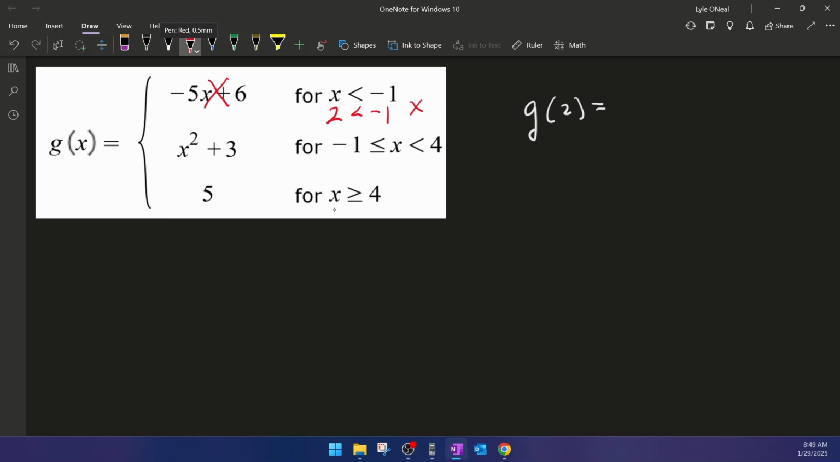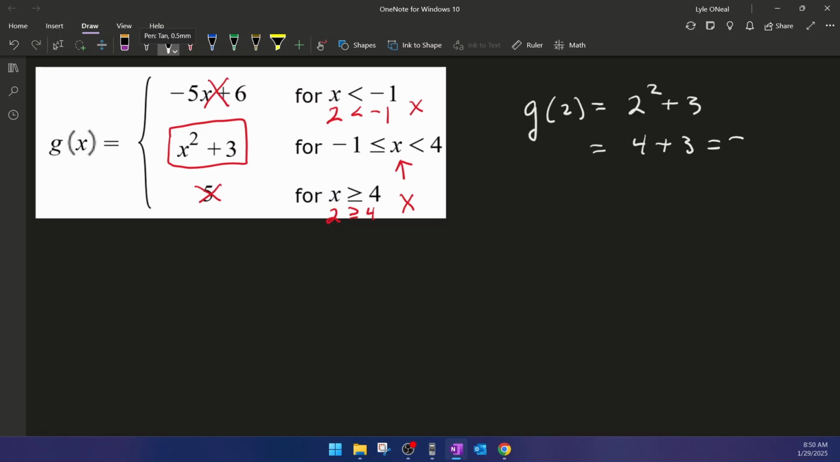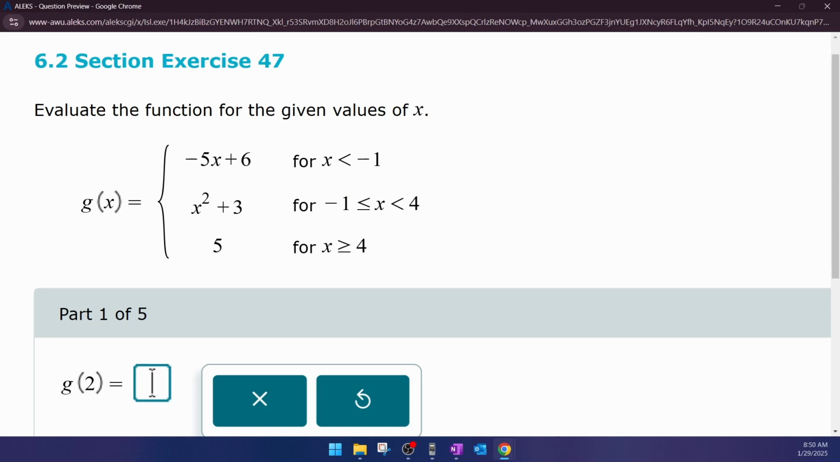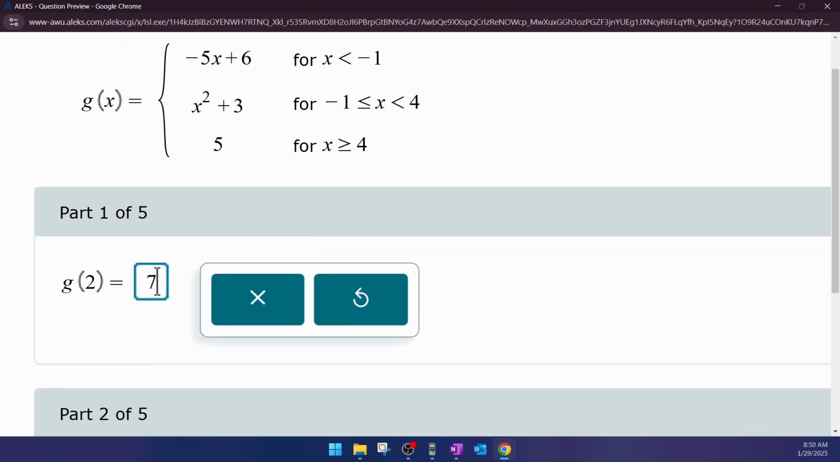Okay, at the bottom we could say, is 2 greater than or equal to 4? Well, that's not true, so that's not what we're going to do, which means that the middle piece is probably true. And we can see that 2 does fall in between -1 and 4. And so this is the piece of the function we need to plug into, giving us 2 squared plus 3, which is 4 plus 3, which is 7. And that would be the first answer to our problem. So let's go to ALEKS, input a 7, and move on.